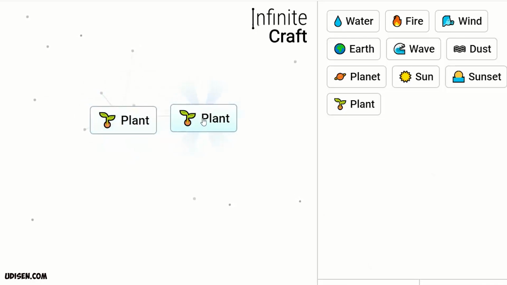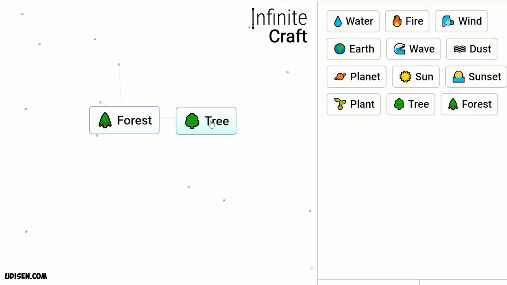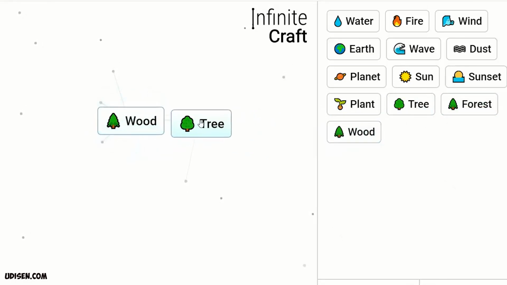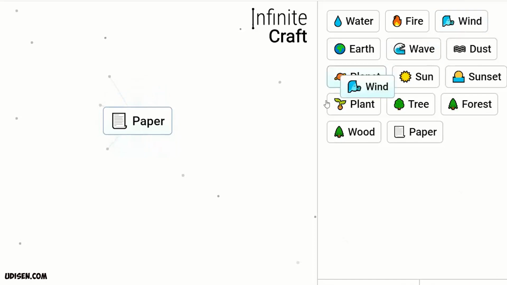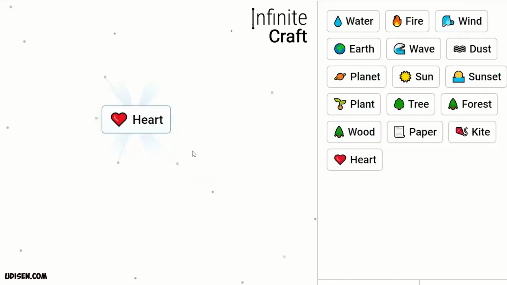Then combine earth and water. Plant. Plant, plant, tree. Tree, tree, forest. Forest and tree, wood. Wood and tree, paper. Paper and wind, kite. Kite and sunset, heart.